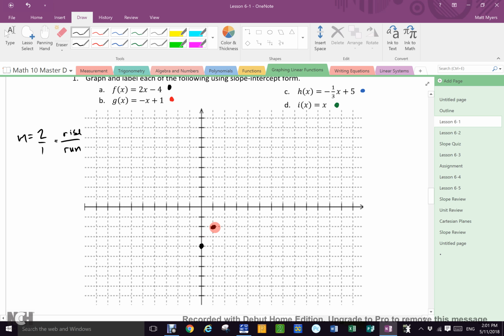To infinity. So could I go up 2 and right 1 again? Yes. And then up 2 and right 1 again? Yes. What if I was going the other way? Could I go down 2 and left 1? Yes. And then I'd stop because I was off the graph.